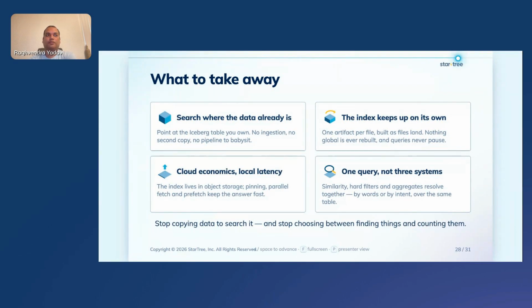You get the advantage of having everything in object store, so obviously it is cheap, and as you require better latencies, you can pin or cache the data more or throw more hardware at it. And you can run all the things like similarity, hard filters, aggregates, and even joins, everything in one system. You don't have to spin up or stitch three systems together. So basically, stop copying data to search it, and stop choosing between finding things or counting them. You can do everything in one engine.